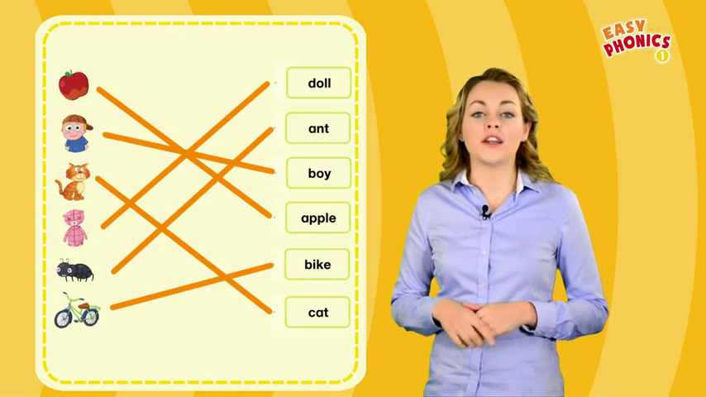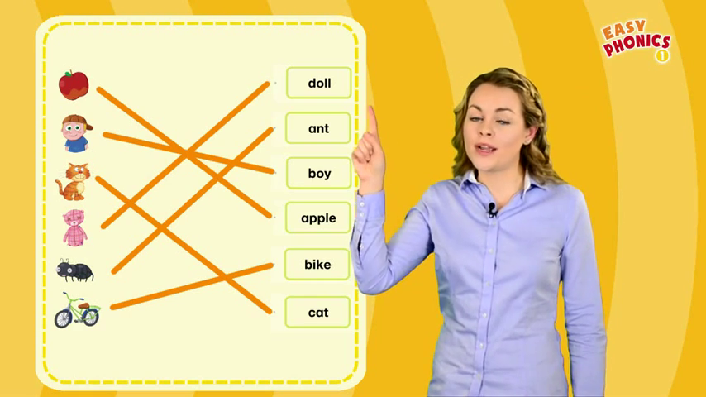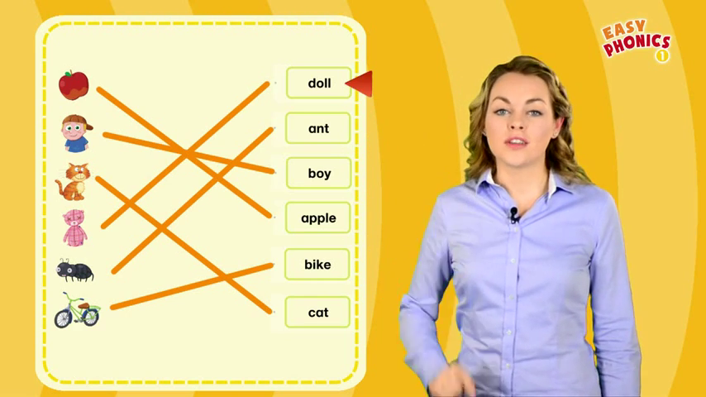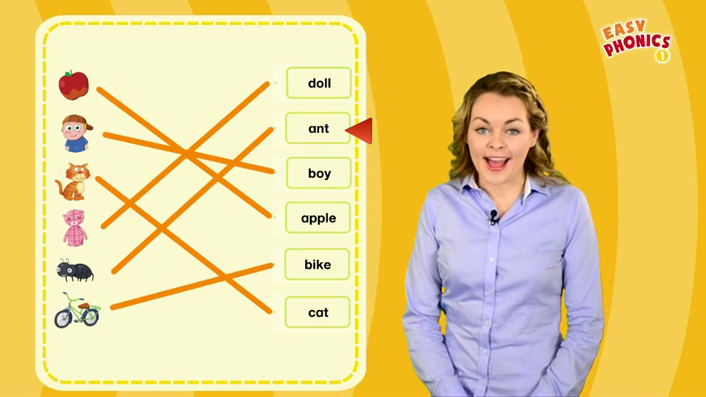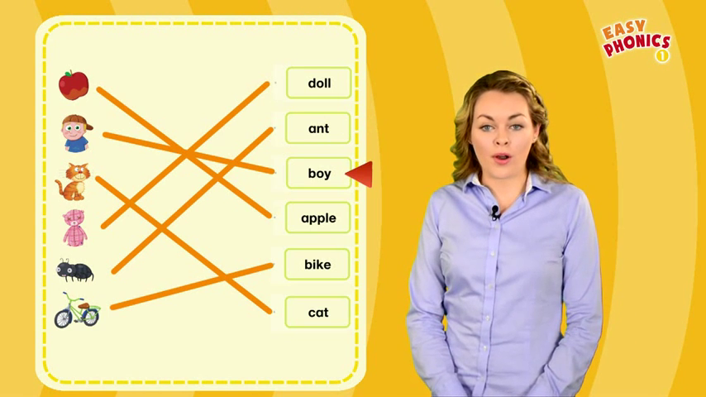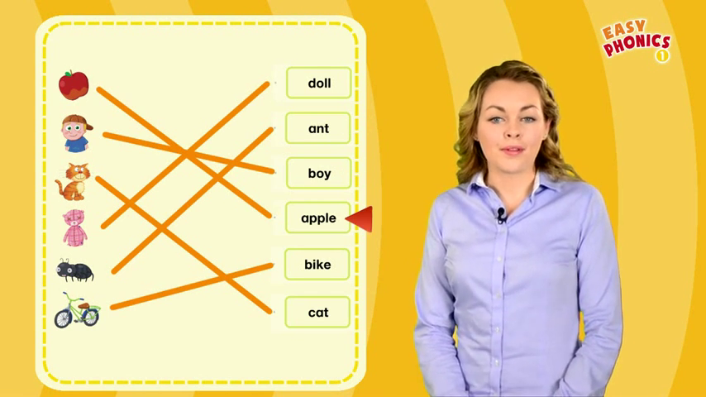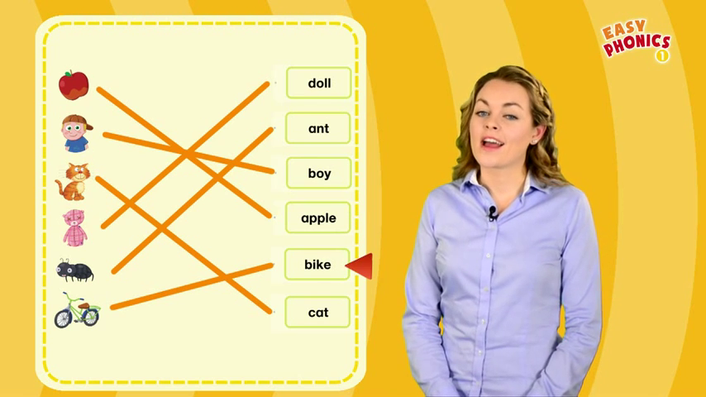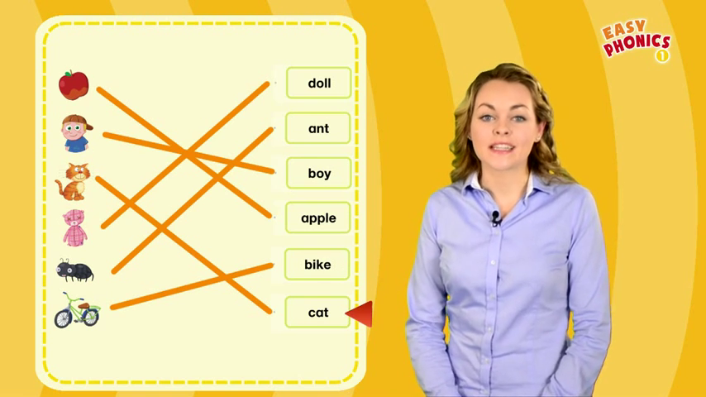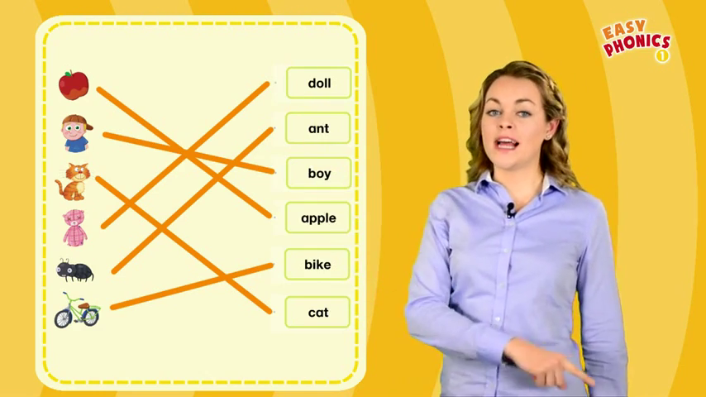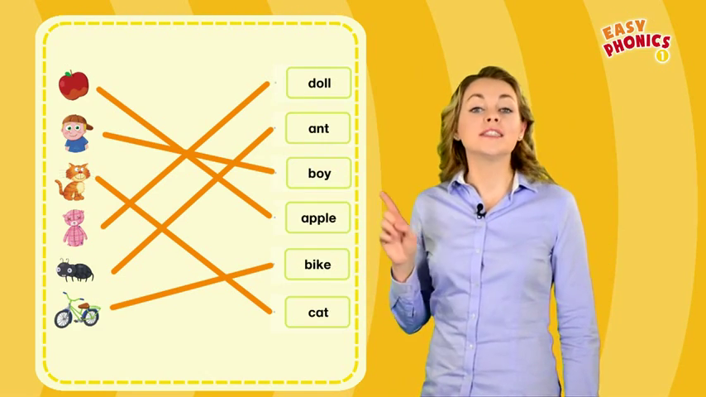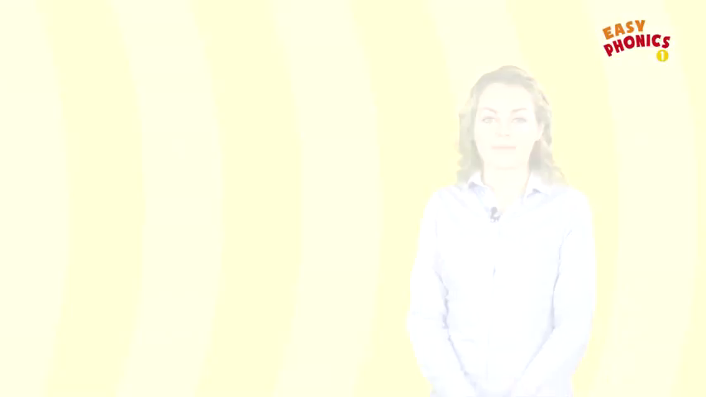The first one, use your fingers, remember to point. Doll. Good. And then ant, boy, apple, bike, and cat. Okay, go ahead and draw those lines. Match up the words to the correct picture.